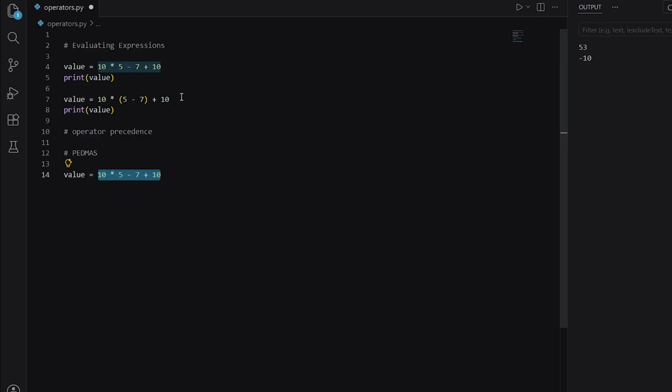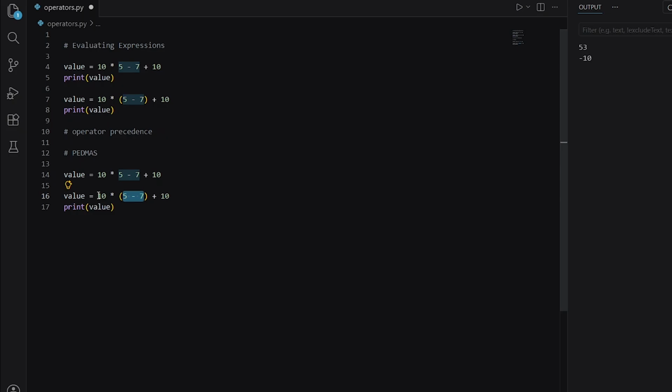Now let's look at the other example, which is this particular one. So let me copy it and paste it here. In this case, starting from the left, we'll have 10 multiplied by, in line with the PEDMAS principle, expressions inside of the parentheses are going to be evaluated first. Inside this parenthesis, we'll have 5 minus 7, which is equal to minus 2. We're now going to multiply minus 2 by 10.